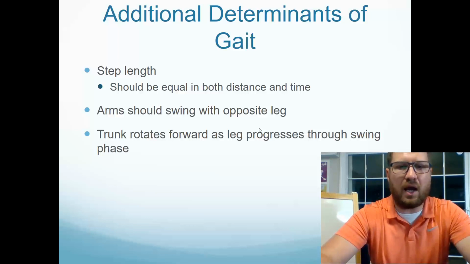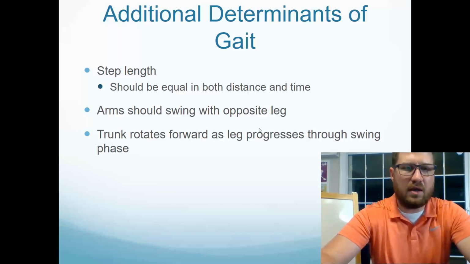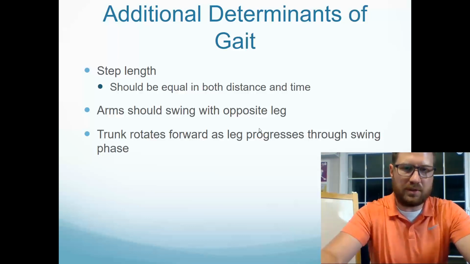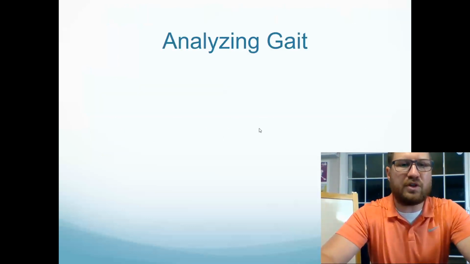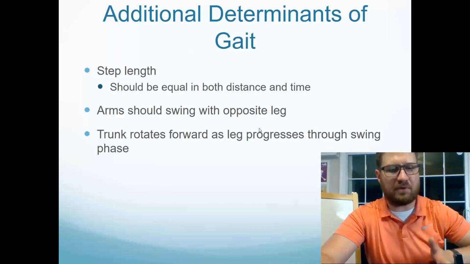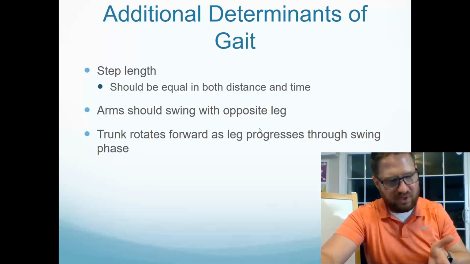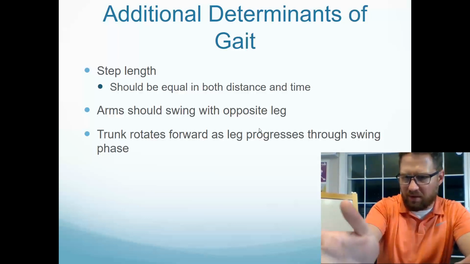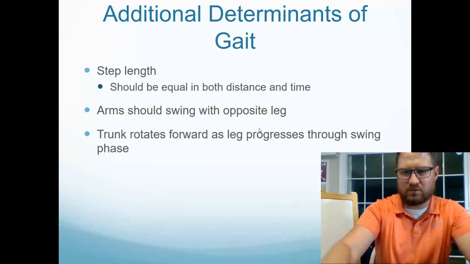Arms should swing in the opposite direction of the leg. So if I take a step with my left foot, my right arm should move forward. And the trunk rotates forward as the leg progresses through swing phase. Okay? So if I'm taking a step with my left, if I'm swinging with my left, I have a right pelvic rotation.